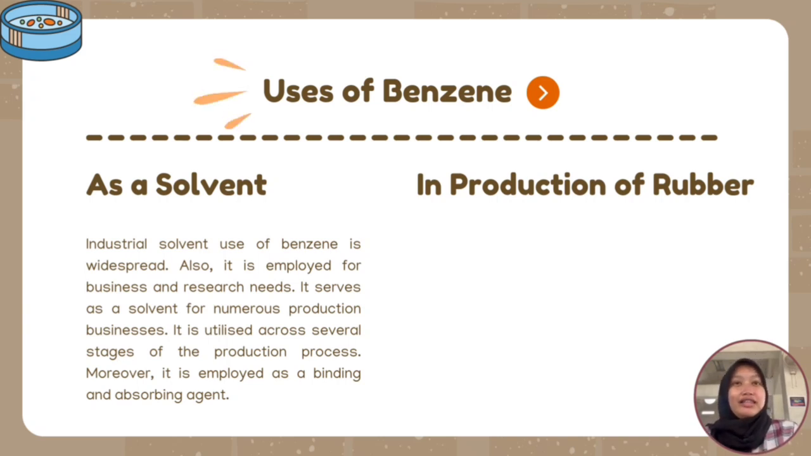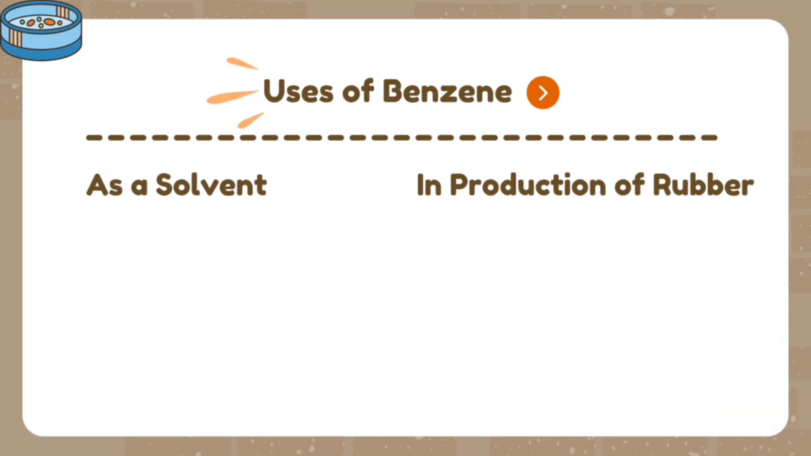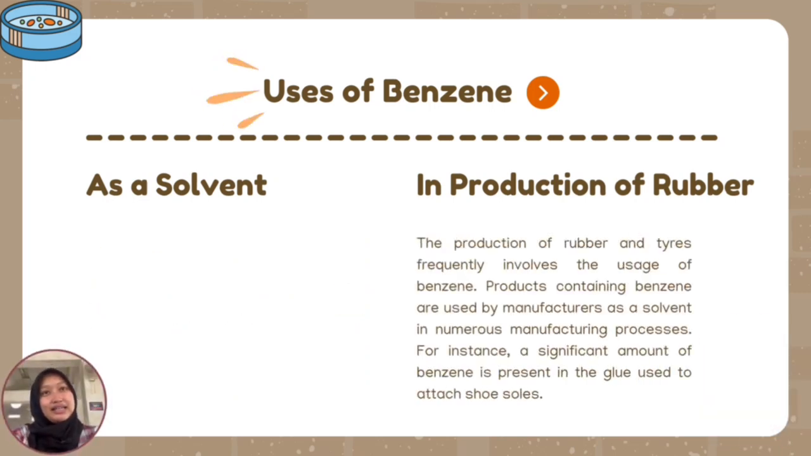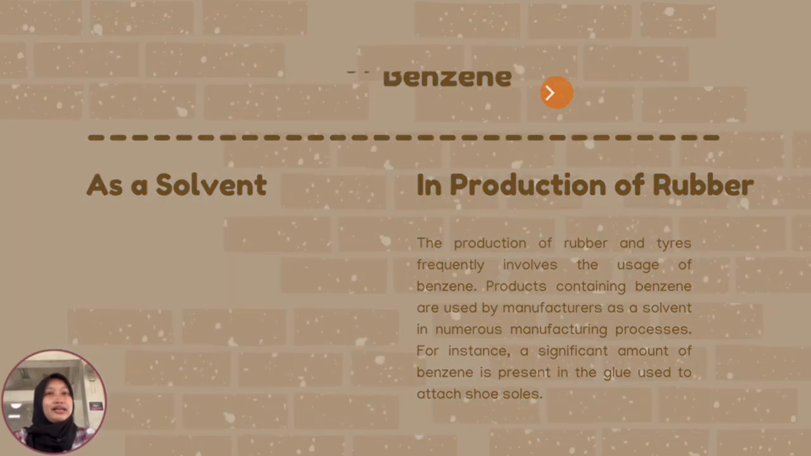For a start, the first use of benzene is as a solvent. Benzene is used as a solvent in research and development for industry like clothing and paintings. The second use of benzene is in production of rubber. Basically, benzene is habitually involved in numerous manufacturing processes.